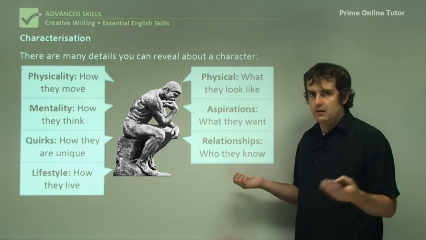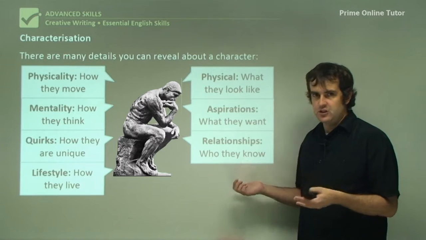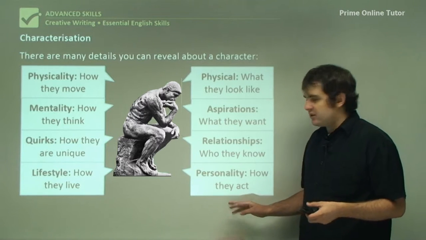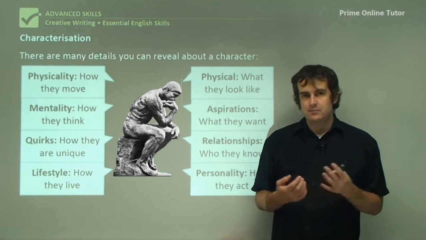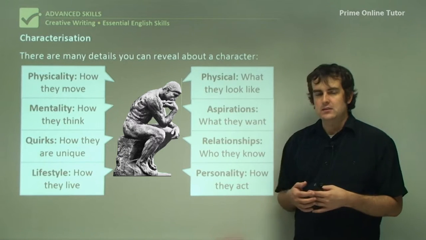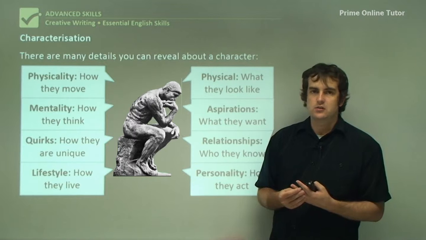Relationships. Are they married, not married? Friendships, cohorts, etc. And finally, the personality, how they act around other people. How they do things, basically how they are in social situations.